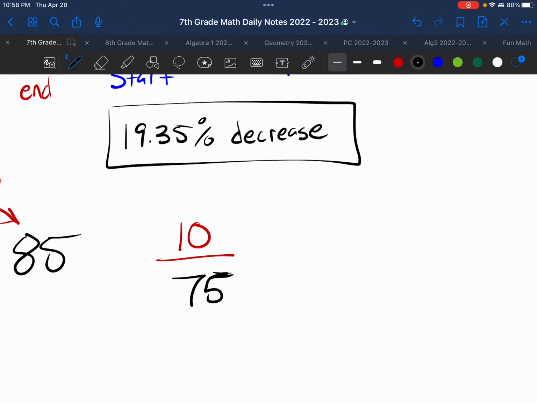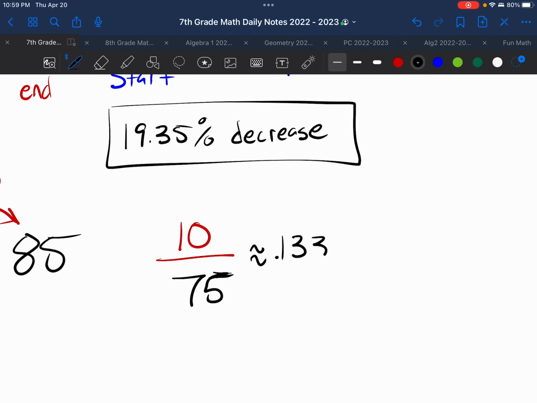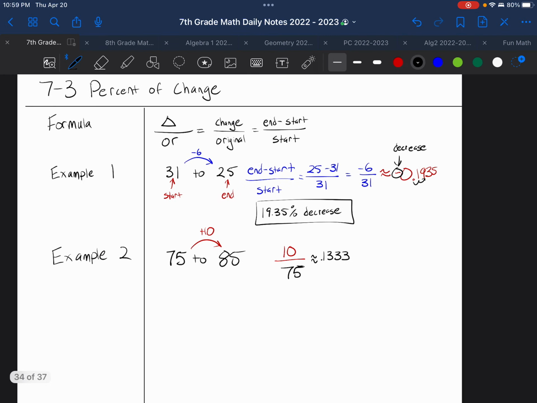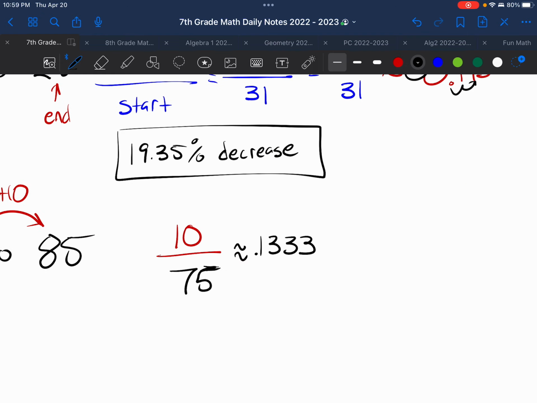This is going to be about 0.1333. I'm usually just stopping after 4 digits. In the instructions, I don't think it says how many digits to round to. Oh, nearest tenth, so maybe I should be doing that as well. That means 1 decimal place. If I'm rounding to 1 decimal place, this would have been a 19.4. So I'm going to cross it off and change that to a 19.4, rounding to 1 decimal place.